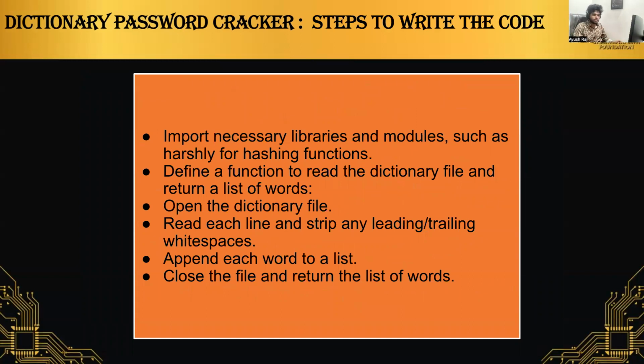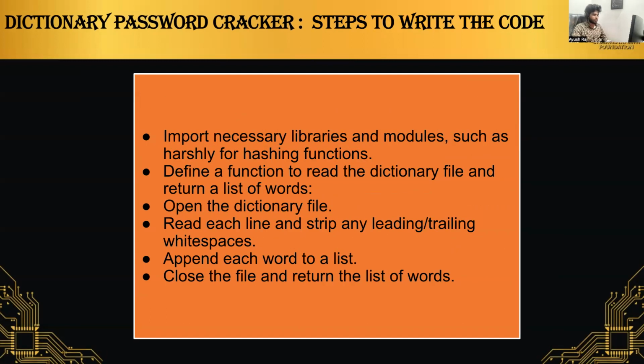These are the steps to write the code. First step, import the necessary libraries and modules. As I said, we are using hashlib here. Then define a function to read the dictionary file and return a list of words. I will show you how it is converting it into a list. Open the dictionary file, read each line and strip any leading and trailing white spaces. Now it's time to move to the code.